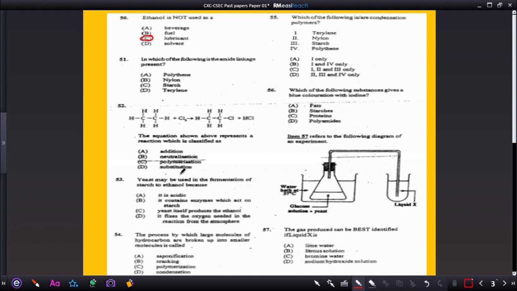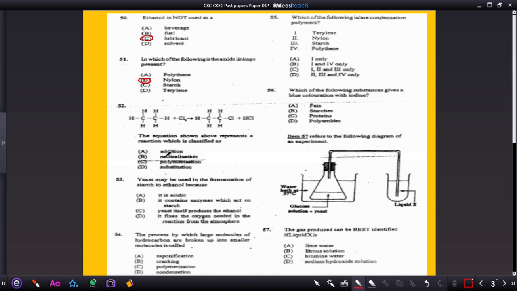51, in which of the following is the amide linkage present? Terylene is a polyester. Starch is the polymer of glucose. Nylon is the reaction between the dioic acid and the diamine, which would produce the amide linkage, and polythene is an alkene. So the answer for that is B, nylon.